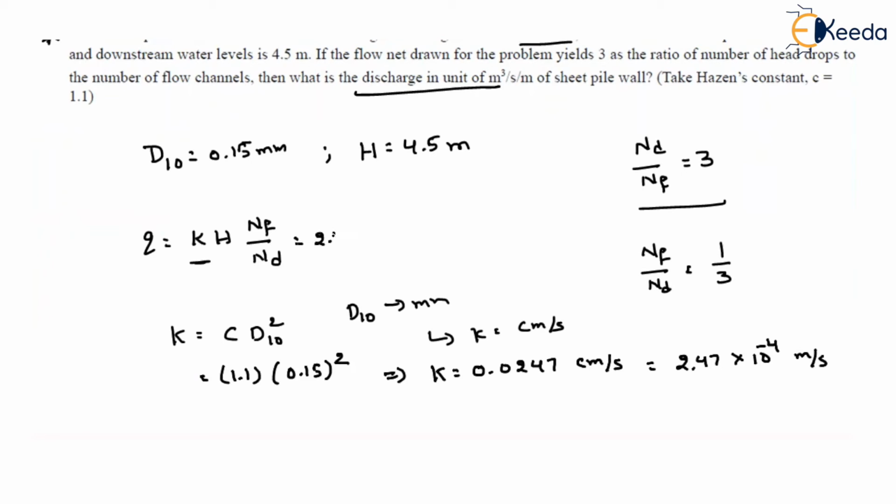K value 2.47 into 10 to the power of minus 4. Head available 4.5, and what about NF by ND? 1 by 3. That's it. If you solve this, we'll get this value as around 3.7 into 10 power minus 4. This is the discharge happening through that soil. Fine. Next, move on to the next problem.